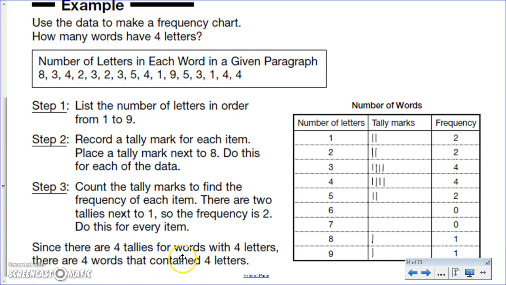So, as I went through here, they placed a tally mark for the 8 next to the 8 here on the list, then the 3, the 4, the 2, the 3, and so on, until they had gone through and tallied all of the data. And you can see that in the middle column on our chart. Then, they wrote the frequency out, just so you don't have to stop and count the tallies every time you refer back to the data. So they went through it over here where it says frequency and wrote down the number of times each tally appeared. So to answer our original question, since there are 4 tallies for words with 4 letters, there are 4 words that contain 4 letters in that paragraph.